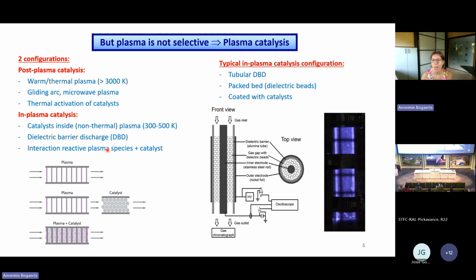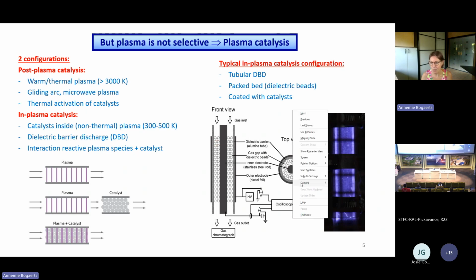So this shows an example of a typical in-plasma catalysis configuration. You see here a tubular DBD. This is a packed bed DBD. So here we have an inner electrode. Then we have a quartz tube or alumina tube, so a dielectric tube. And around this, there is another electrode, which is wrapped around this dielectric tube. And the gap between them, which is typically a few millimeters, is filled with beads, which are typically also like 1 millimeter or 2 millimeter. And they can be coated with catalysts. So these beads are typically dielectric.